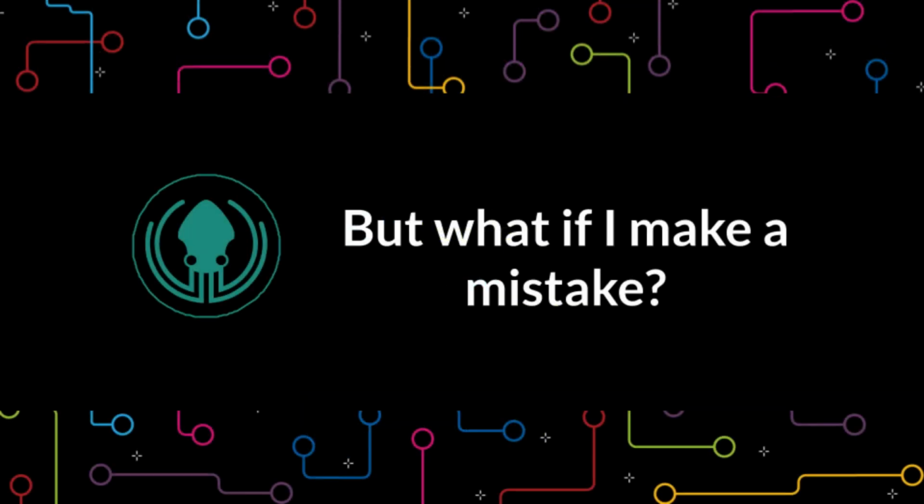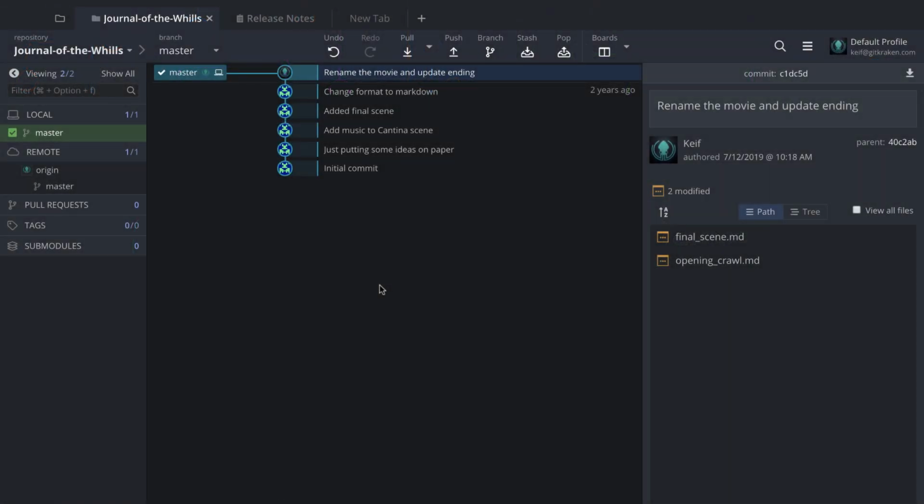But what if I make a mistake? What do you do if you made a commit that you didn't quite mean to do? How do you go back in time, so to speak? There's multiple ways to do that in Git. I'll show you the first line of defense that you have. Let's create a change that will be our quote-unquote mistake. And this one will occur in the garbage masher scene.